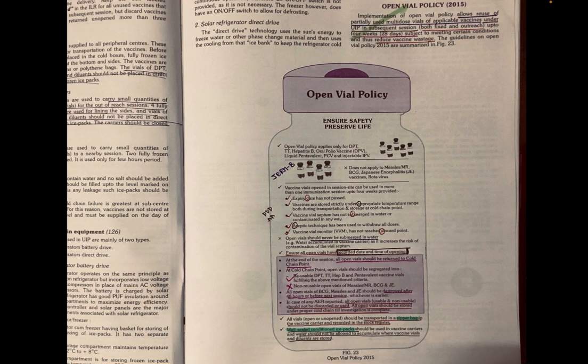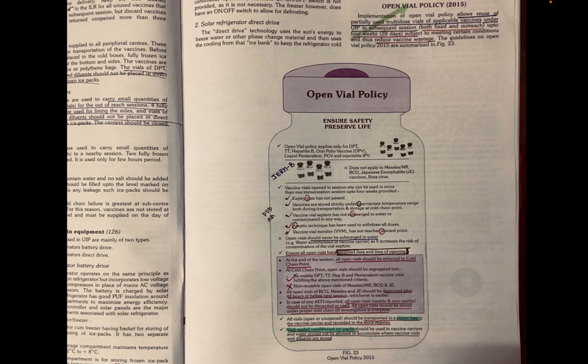And after using it partially for the first time, you can also use it for the second time if you store it under proper conditions. But it can only be used within 28 days. After 28 days, you have to discard it. And there are some other vaccines which you should discard immediately after the first use. So they are not included in the open vial policy. I use the mnemonic GERM B to remember it. First is Japanese encephalitis, R for rotavirus, M for measles, and B for BCG.